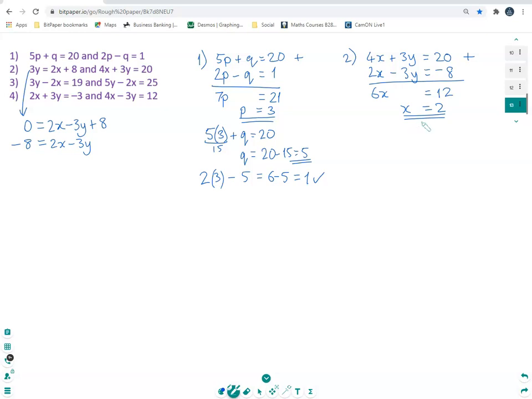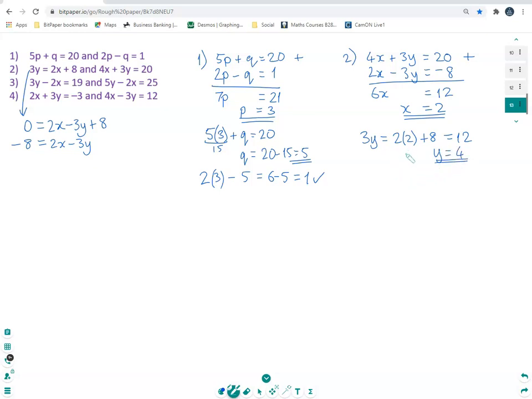Sub that back into either equation. I'm going to use the 3y equals 2x plus 8 from the original question. So that is 2 lots of 2 plus 8, which is 4 plus 8, which is 12. If 3y equals 12, then y equals 4.